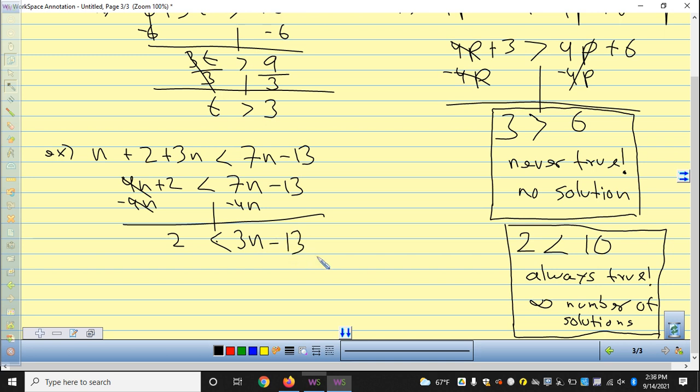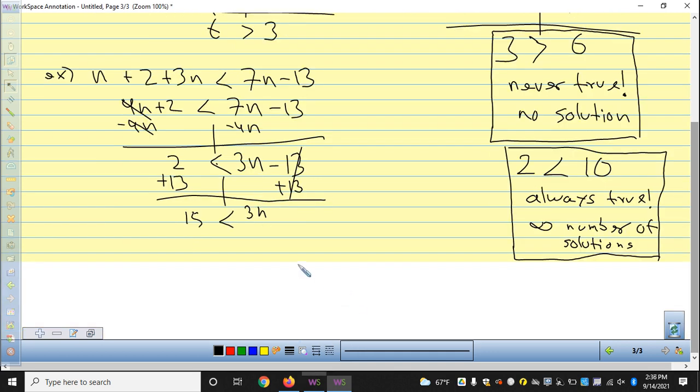Next step. Add 13. Okay. Those cancel. That comes down. 3n less than 13 plus 2 is 15. And finally, divide by 3. 15 divided by 3 is 5, is less than n.